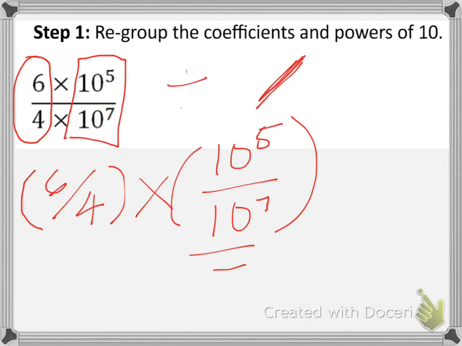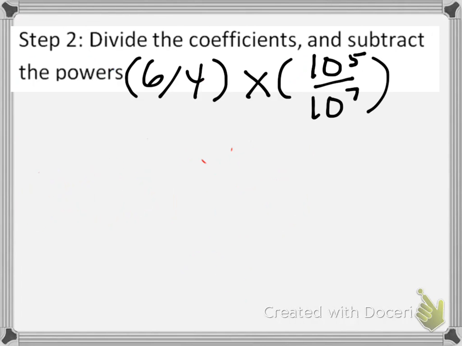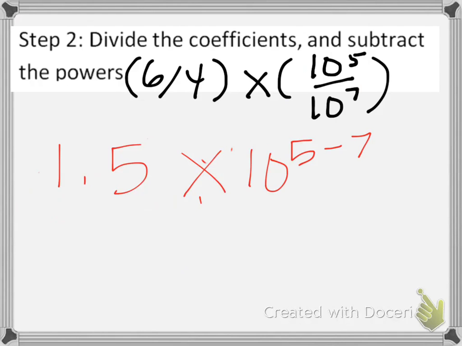Now the key to remembering, when it was multiplication, we had to add the exponents because it was product of powers. But now this is quotient of powers, so that means you have to do what? That's right, subtract the powers. So step 2 says divide the coefficients and then subtract the powers. 6 divided by 4, you can put that in the calculator if you need to, is 1.5 times, again, I'm just going to subtract the exponents. I'm going to keep the base, 10, 5 minus 7. 5 minus 7 is negative 2.